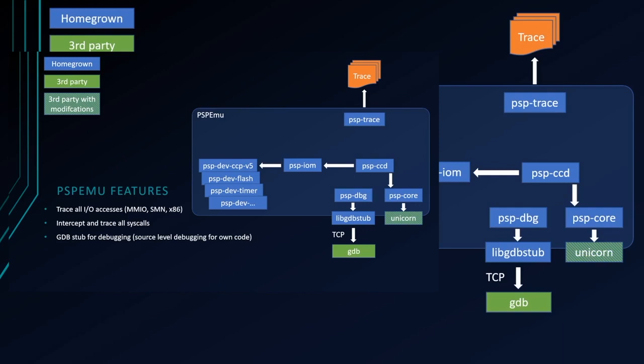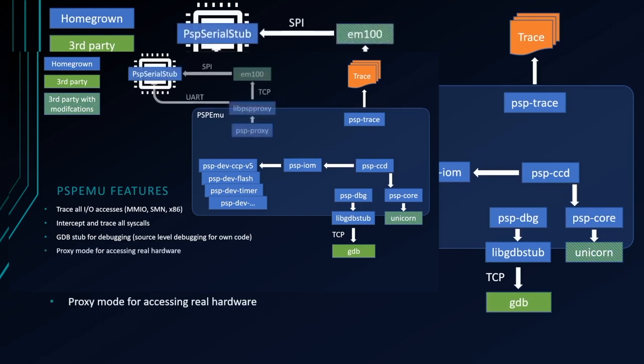It also gives access to special commands when using GDB's monitor command. So you can access certain features of the emulator, for example, to read or write to devices on real hardware when proxy mode is used. The proxy mode component is based upon libpsp proxy, which gives access to the real hardware using the aforementioned methods like the UART or SPI flash emulator.